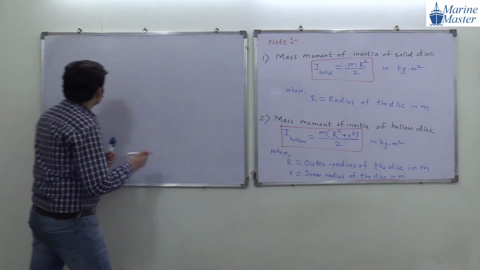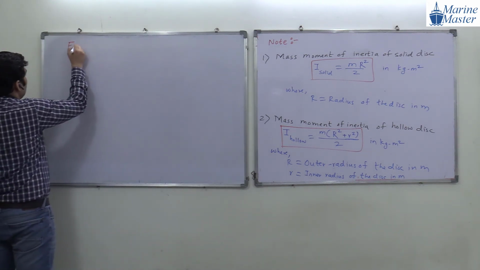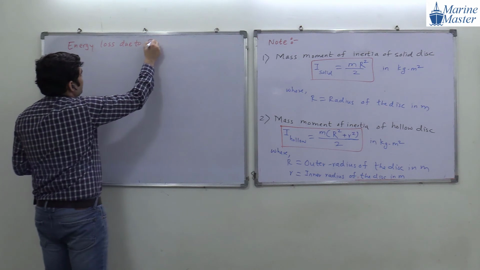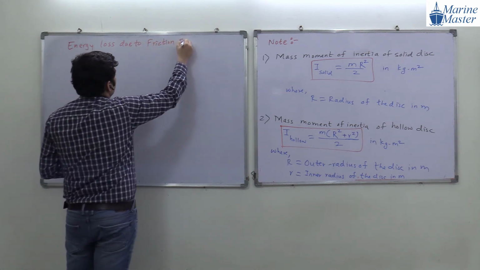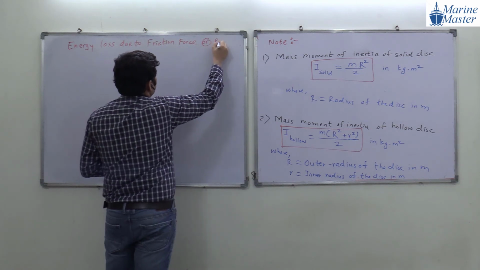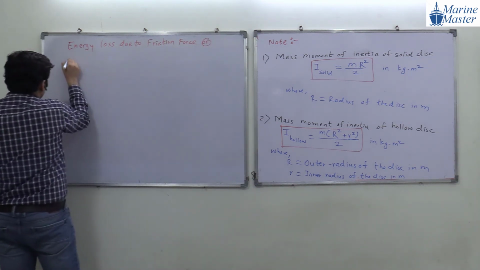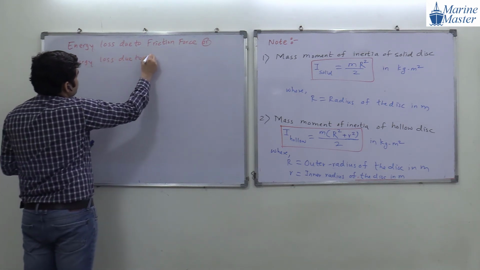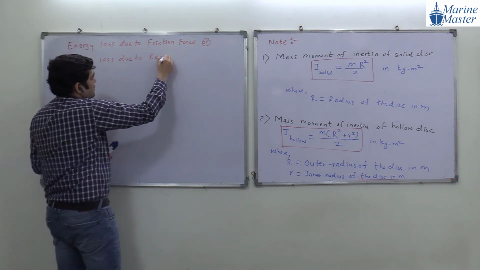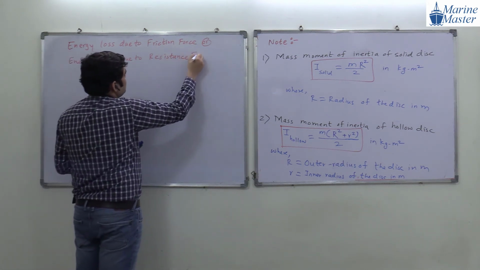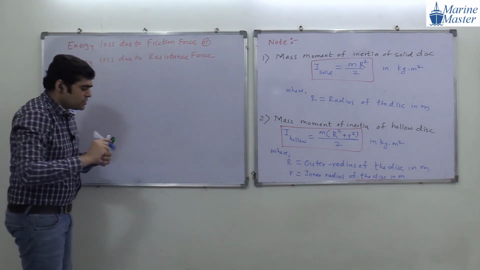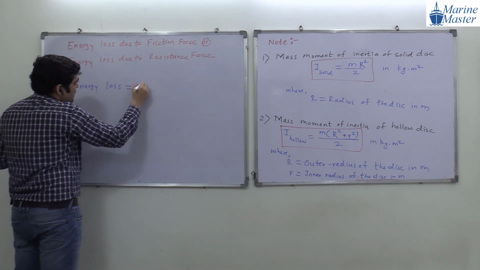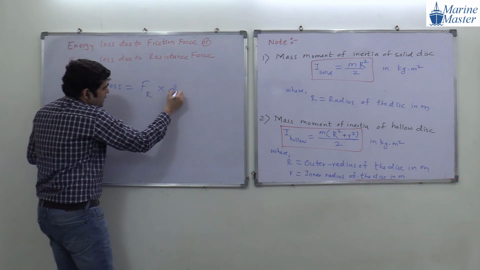Okay, everyone. So the next point is what, guys? Energy loss due to friction force or resistance force. Energy loss due to friction force or energy loss due to what, guys? Energy loss due to resistance force. So this energy loss will be equal to what, guys? F_r into distance.